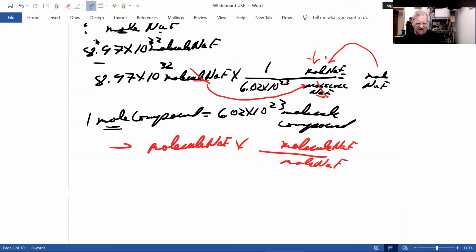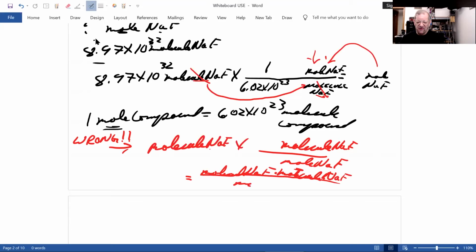And this is wrong. The reason I'm showing you this is because students do this. And if you look at this, what are the units of my final answer? Molecules of sodium fluoride divided by moles of sodium fluoride won't cancel out. So I'm left with molecules sodium fluoride times molecules sodium fluoride divided by moles of sodium fluoride.